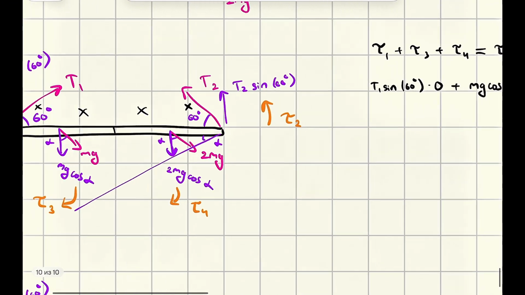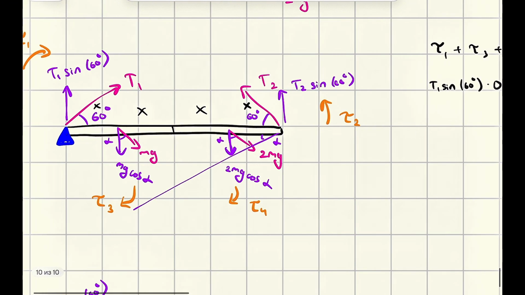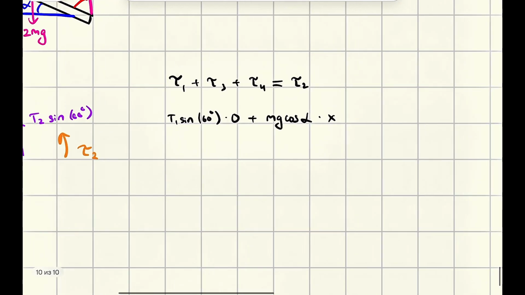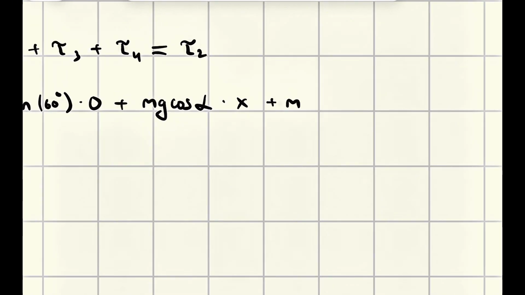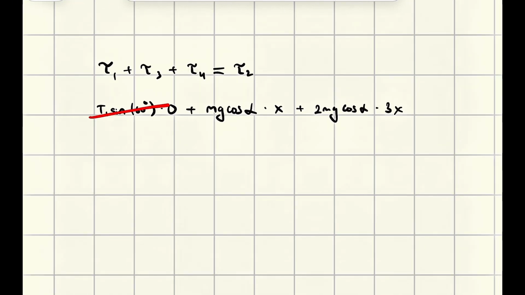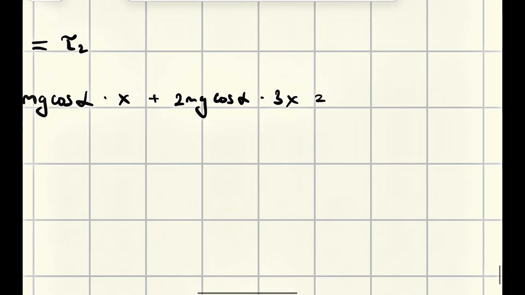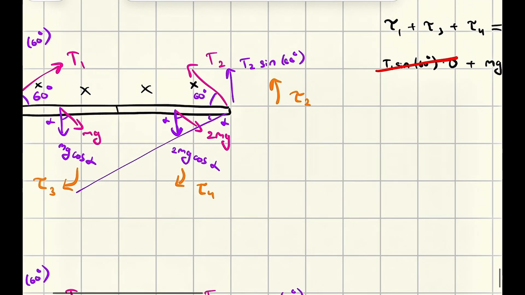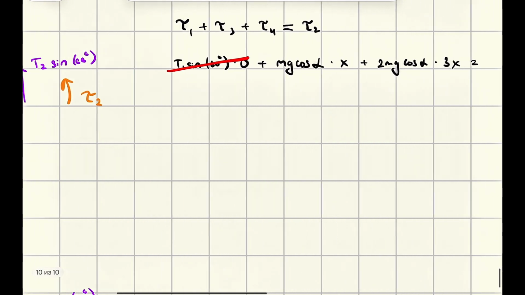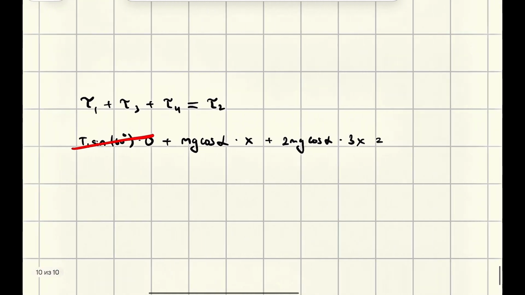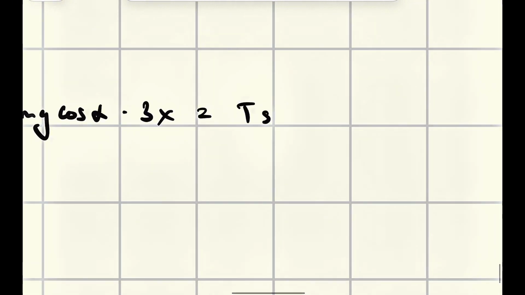What about torque 4? It is double mg cosine alpha, and it is 3x away from the pivot, as you can see. So it's going to be plus double mg cosine alpha, and this is going to be 3x. Okay, that's good. Well, we can just cancel this thing out. We don't need that. What about torque 2? It's just T sine 60, and it is the entire length. Let's call it 4x. Yeah, this is T sine 60 degrees, 4x.